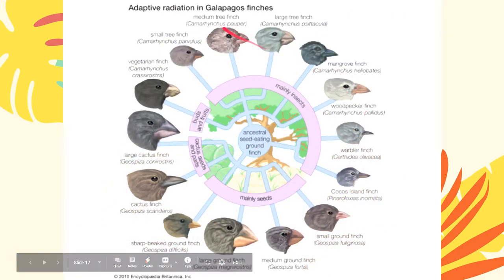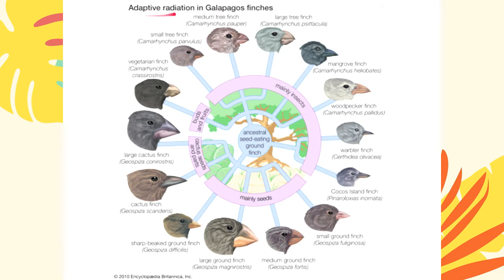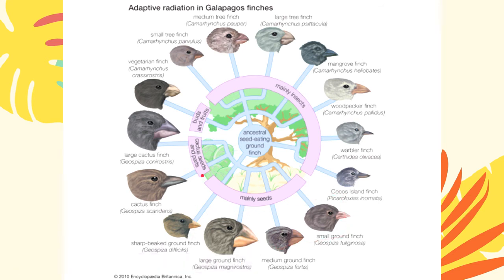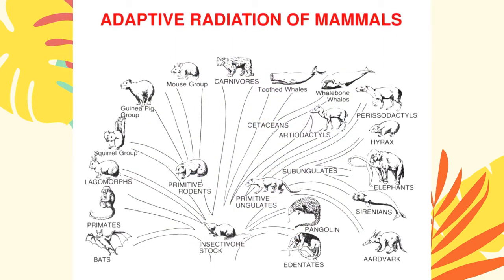This is also adaptive radiation in Galapagos finches. Those who eat mainly insects share similarities in their beaks, and they vary per island of the Galapagos. Those who mostly eat buds and fruits have this structure. Those who mostly eat seeds have these similar structures. So the type of their beaks is determined by the diet that these birds have in their environment. This is also seen in mammals.